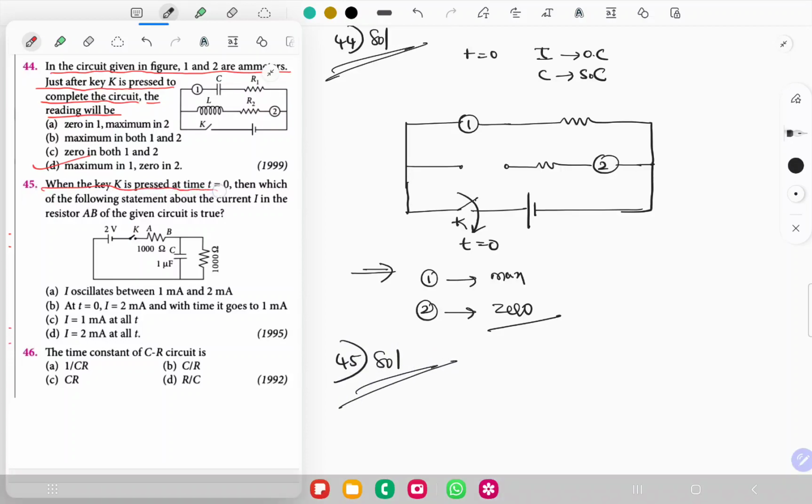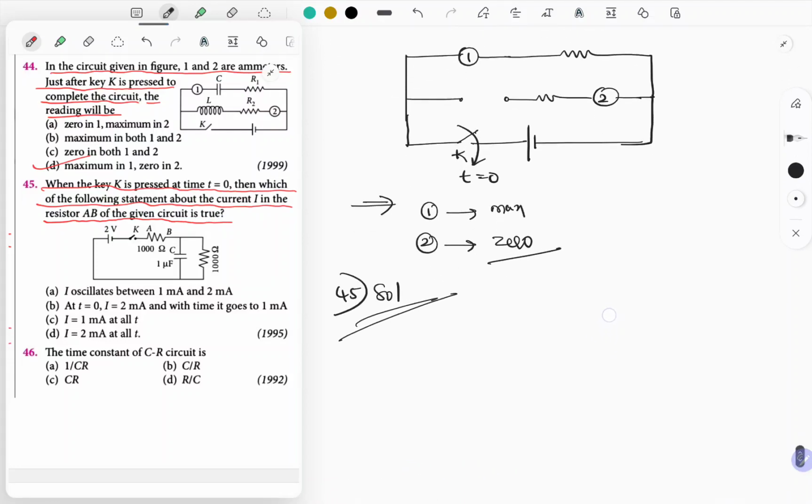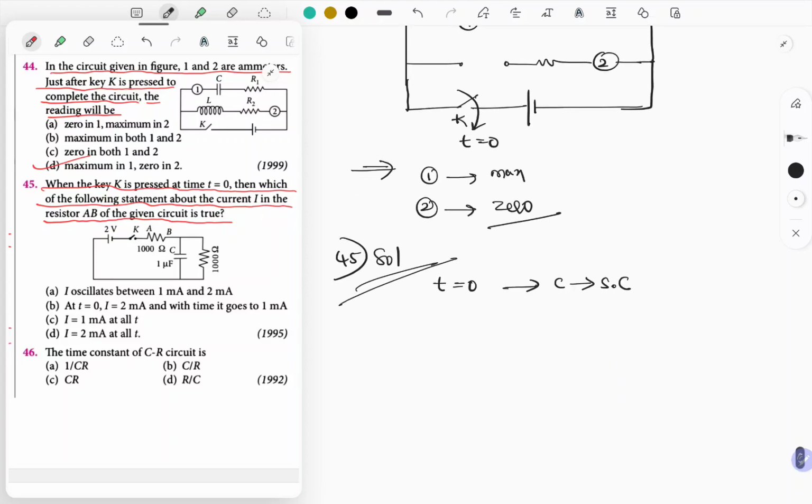When the key K is pressed at time t is equal to 0, which of the following statements is correct about the current I in the resistor AB of the given circuit? See, at t is equal to 0, as I told earlier, does the capacitor act as open circuit or short circuit? Capacitor acts as a short circuit. First of all, let me answer for this. At t is equal to 0, capacitor is short circuit. Circuit looks like this.